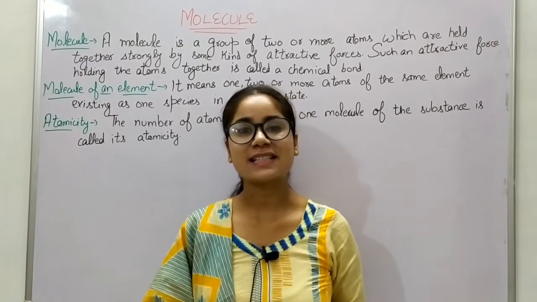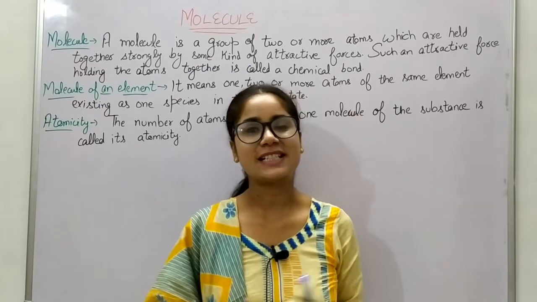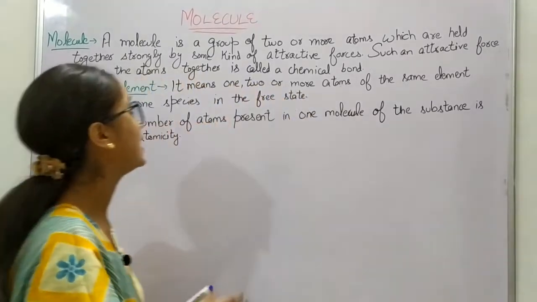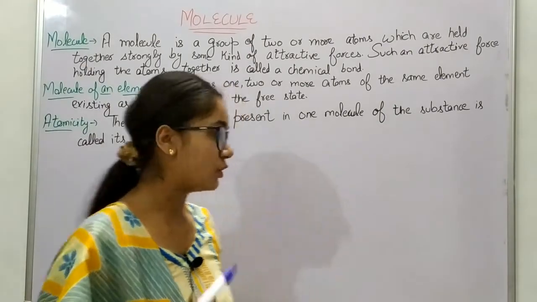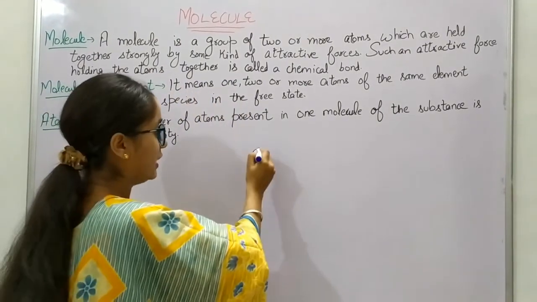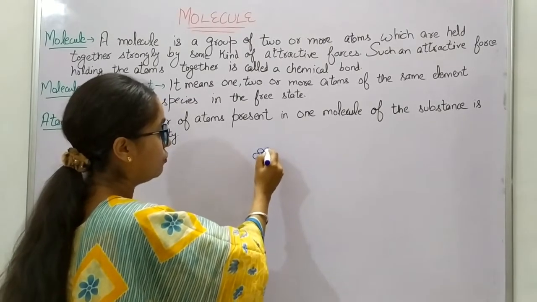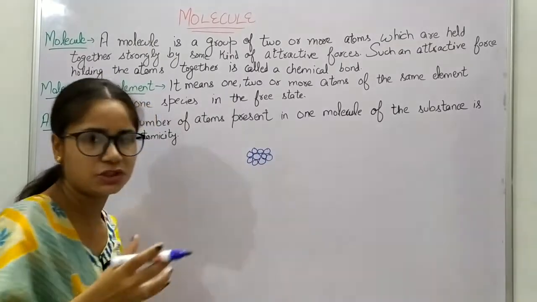In this video, we're going to study about the molecule and molecule of an element. So let's get started with our first topic, that is molecule. Now what is a molecule? Molecule is a group of two or more atoms. It could be two, like 3, 4, 5, 6, 7, 8, 9, 10, any amount.